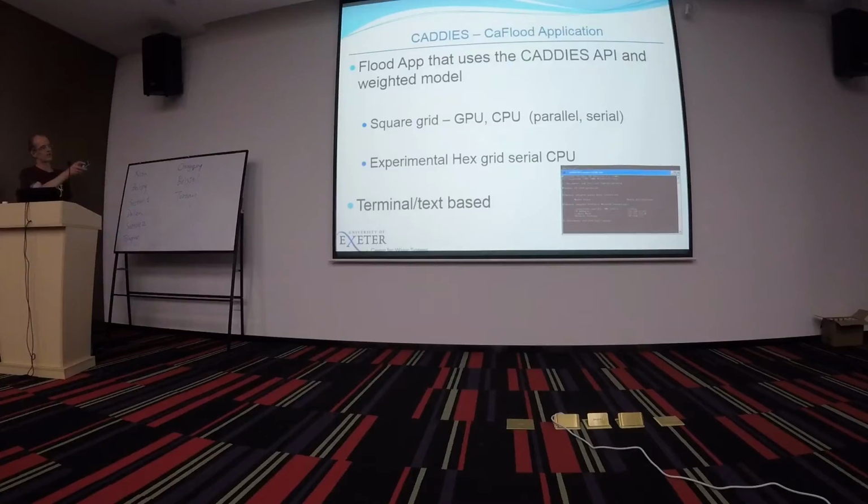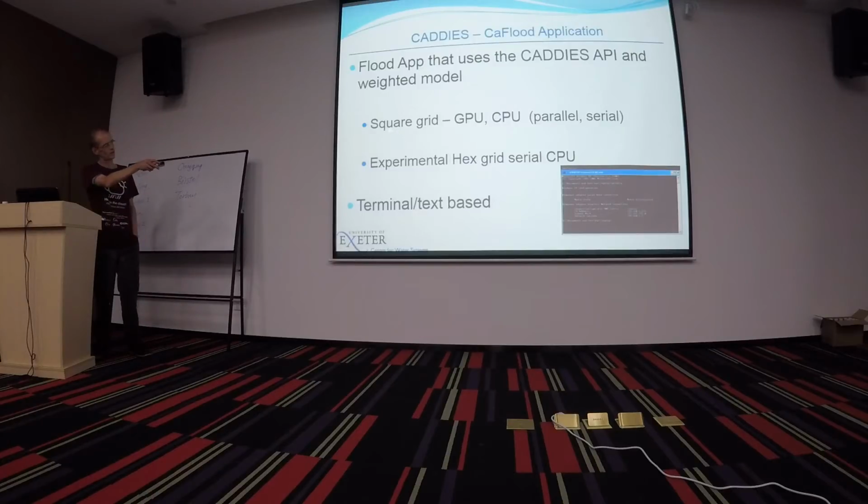well. So as I say, we have CADDIES is an API, and we have a model, but we need an actual application to run that model. So we use the CA flood application, which uses the API and the weighted model. It is a terminal-based application, so it doesn't have any user interface. So we need to set up a text file to give it settings, and it will give you back some CSV files or ASCII terrain file, which I'll show you what that looks like there.